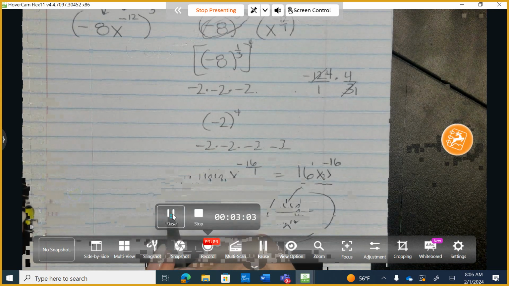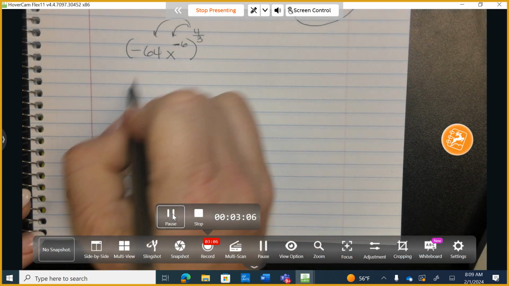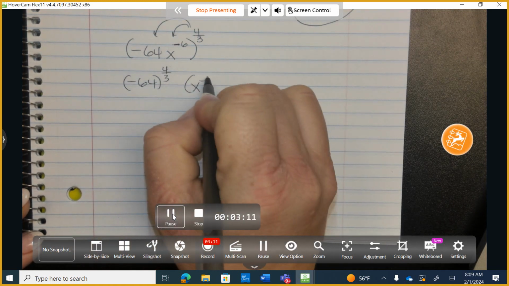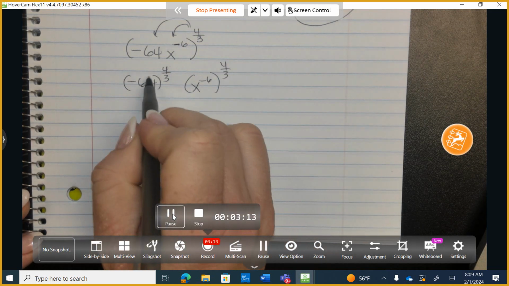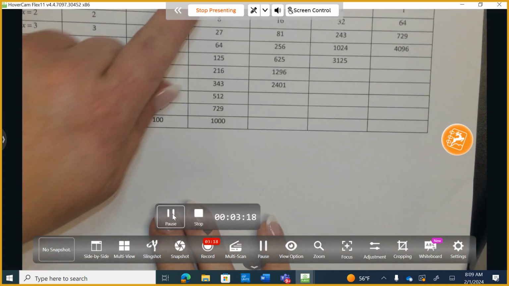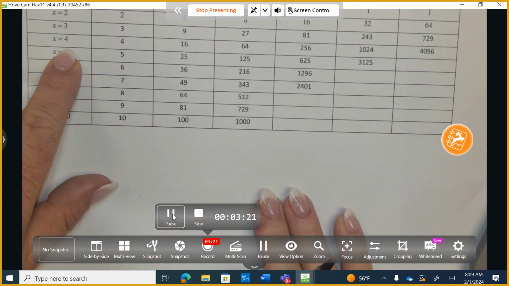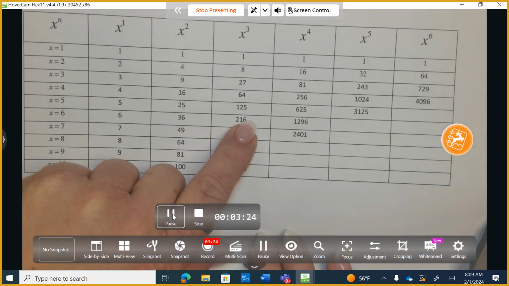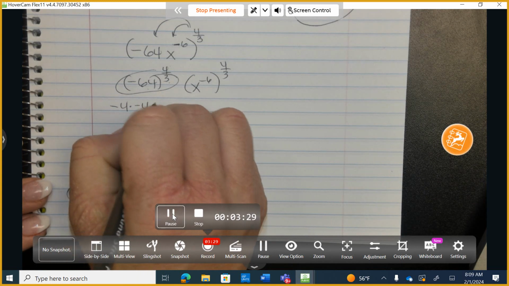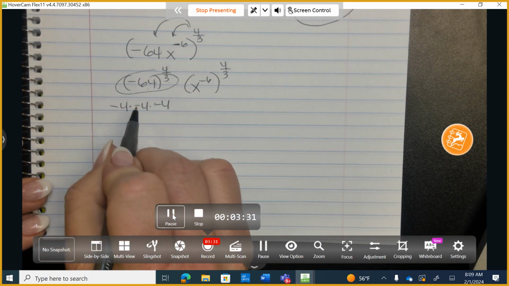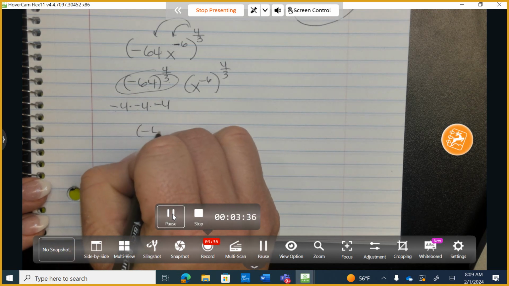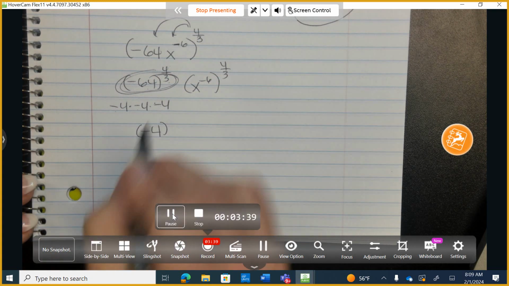Now, how do we do this problem? Well, I'm going to draw arrows here as I'm distributing it. So I have negative 64 raised to the 4/3. I have an x to the negative 6 raised to the 4/3 as well. Now, this means go into the third column and locate, is there a value I can take times itself 3 times and get 64? There sure is. It is 4. 4 times 4 times 4 is 64, but I want a negative 64. And because it's an odd number, 3, I know negative times negative times negative is, in fact, a negative, in this case, a negative 64. So this portion results in a negative 4.